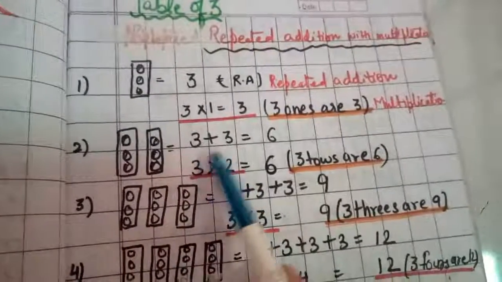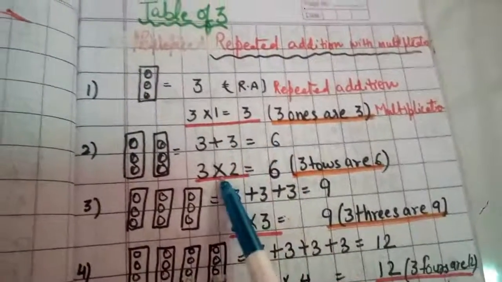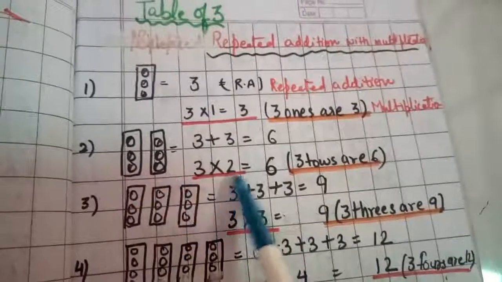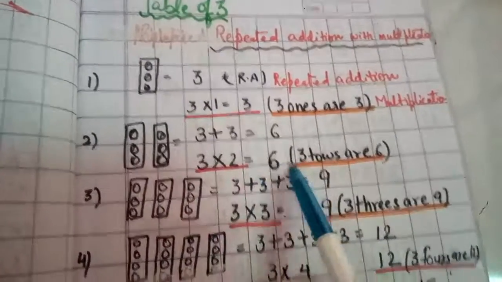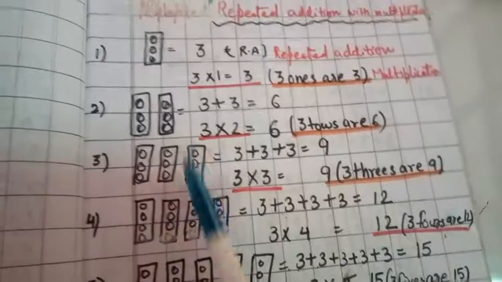So 3 plus 3 is 6. We'll change it. How many boxes are here? 2. Then 3 twos are 6. Same goes for 3 boxes with 3 balls each, and then equal to, what is the sum of these balls? 9. How will we change this? 3 multiplied by 3 is equal to 9.